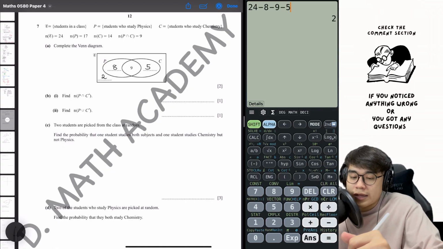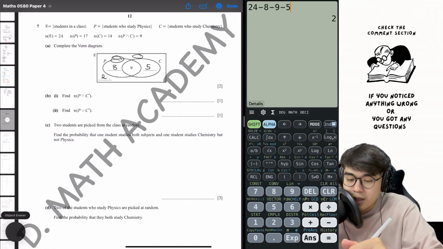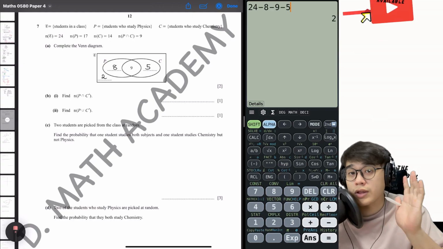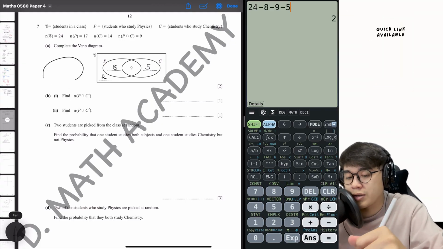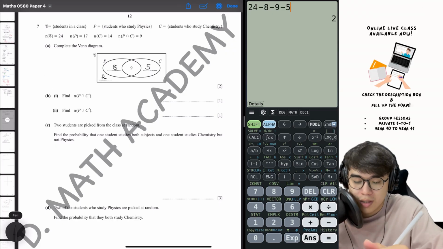So this is how you are going to fill in the Venn diagram. Please do not add or scribble things here. Keep it clean, and only do your workings on the side if you wanted to. You can write it here, but do not scribble in the graph.